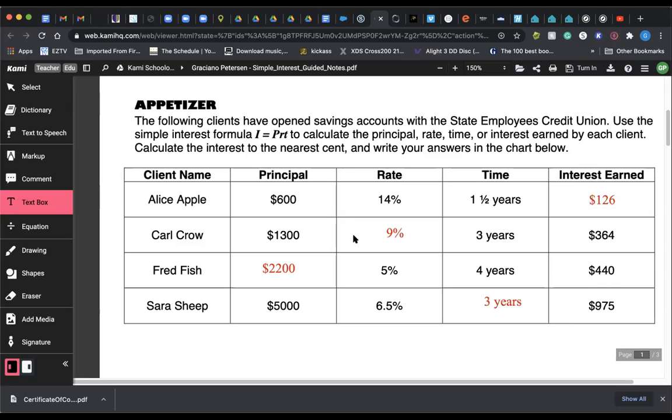So if I ask you what the balance is after a certain amount of time, and all you did for me is calculate the interest, that is not the balance. The balance is going to be the principal plus the interest. You're going to have to add those two things together. So for instance, Alice's would be the 600 plus the 126. That would be her balance. Oh, you mean the total that she would have in all? Exactly. Yep.